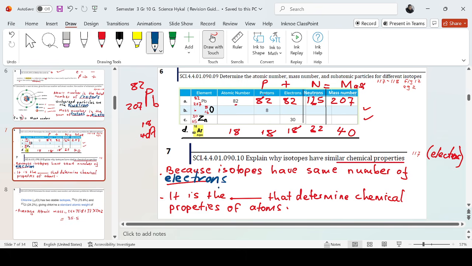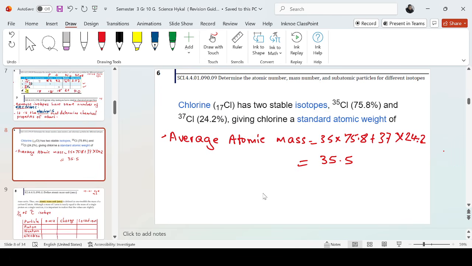Remember, it's electrons which give the chemical properties of an element. If it is flammable, if it reacts quickly or slowly, this is all determined by electrons. It is the what that determines the chemical properties? I told you, it is the electrons. It is the electrons that determine the chemical properties. Let's go to the next question.